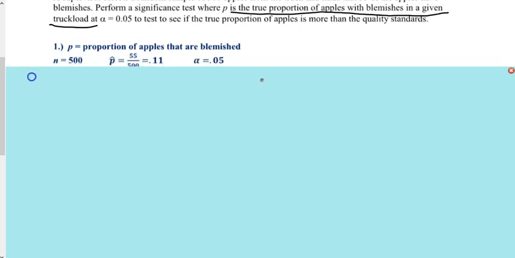You can even shorten it more: proportion of apples that are blemished. Remember, if I go too fast, just hit pause. So you get that right out of the problem. Very nicely given to us.